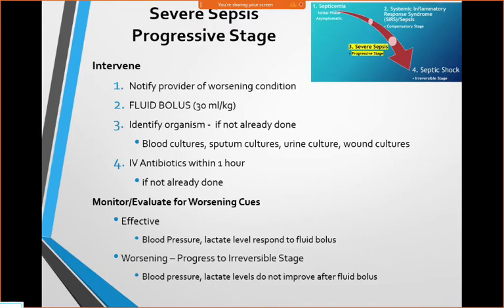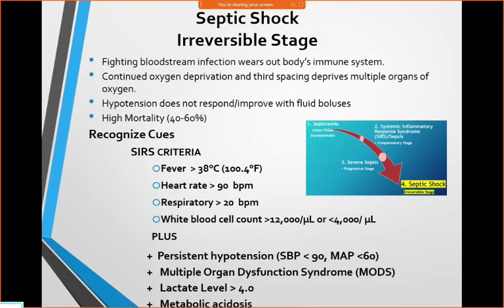If this is effective, then you stop sepsis here in the progressive stage, and everything gets better with the fluid bolus. If this is progressing, then when you give the fluid bolus, their blood pressure does not get better and their lactate levels don't improve, and they're heading into the irreversible stage. And the irreversible stage is the one that gets you the ICU bed.